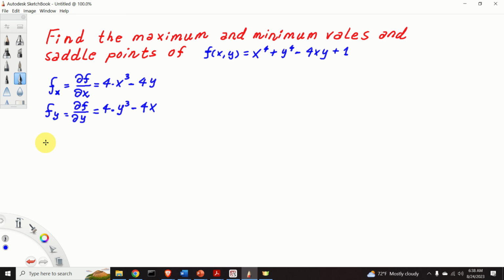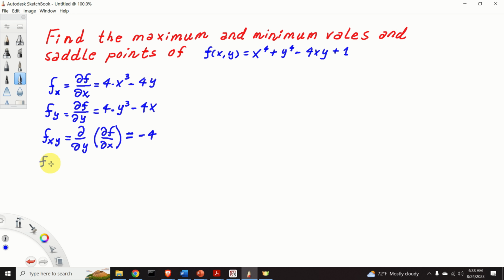Next, we need to find the mixed partial derivative. That is, we need to find f with the subscript xy. That is, we first take the partial derivative of f with respect to x, that is this term, and then we take the partial derivative of the result with respect to y. Consequently, we need to take the partial derivative of this expression with respect to y. And obviously the result is equal to minus 4.